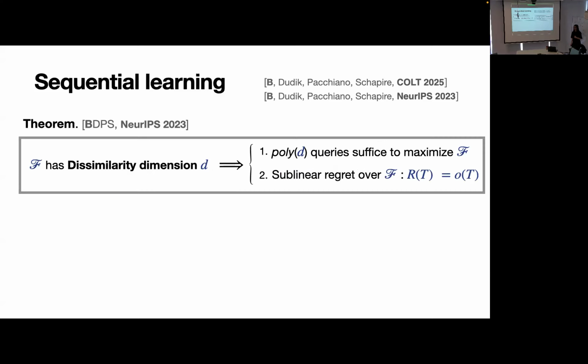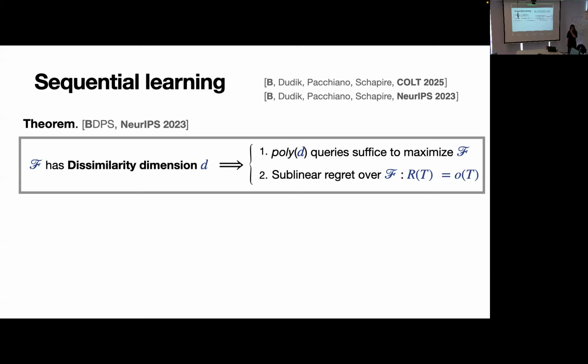Okay, the main result that we get here is that if a function class F has a bounded dissimilarity dimension, then we can essentially satisfy both of the goals that we want to satisfy. First, we show that polynomially in D many queries suffice to maximize any function in F. And the second goal, we show that we can get sublinear regret. Specifically, we get square root T up to D to the 1.5.